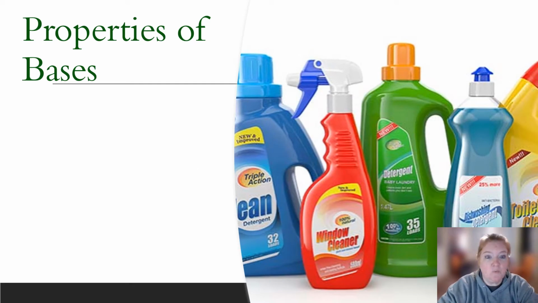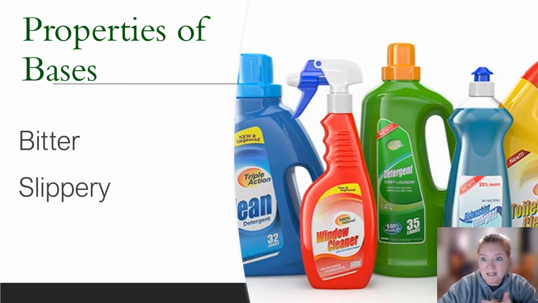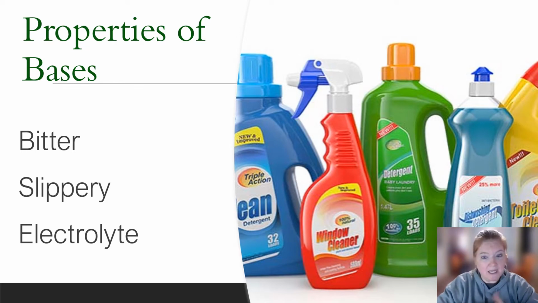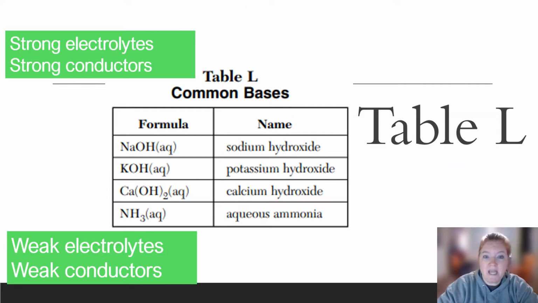Properties of bases. Well, they're bitter, they're slippery, and they're also electrolytes and conductors. A lot of them are cleaning supplies, hence the slippery part. All right, so table L has strong electrolytes and strong conductors at the top, weak electrolytes and weak conductors at the bottom. So strong bases at the top and weak bases at the bottom. In reality, on this chart, NH3 or aqueous ammonia would be the only weak base. The rest you can see all have OH and are paired with a group 1 or group 2 metal, so those are strong.